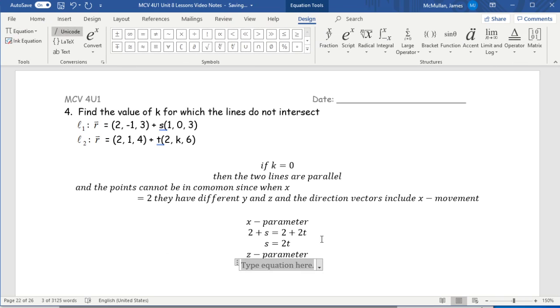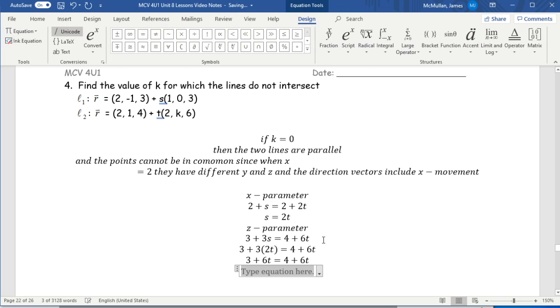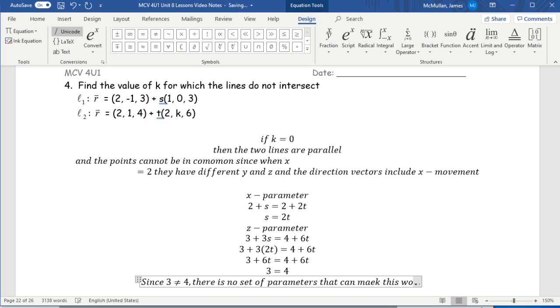3 plus 3s equals 4 plus 6t. And we know that s is 2t, so we go 3 plus 3(2t) equals 4 plus 6t, and we come to the conclusion that 3 plus 6t equals 4 plus 6t, and then we show that 3 equals 4. Since 3 is not equal to 4, there is no set of parameters that can make this work.